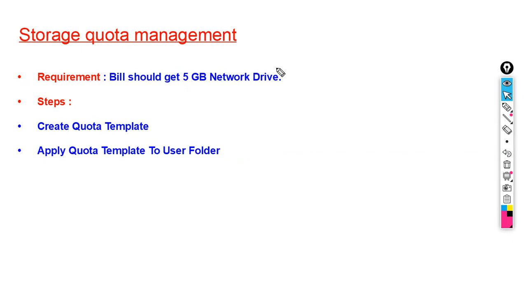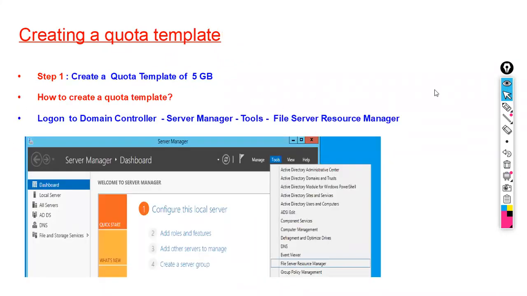So Bill should get a 5 GB network drive, and we need to follow these steps. We need to create the quota template. After that, we'll apply the quota template to the user folder. So you need to follow these 2 steps. The first step is to create the quota template of 5 GB. In our case, we will create the quota template for 2 GB.